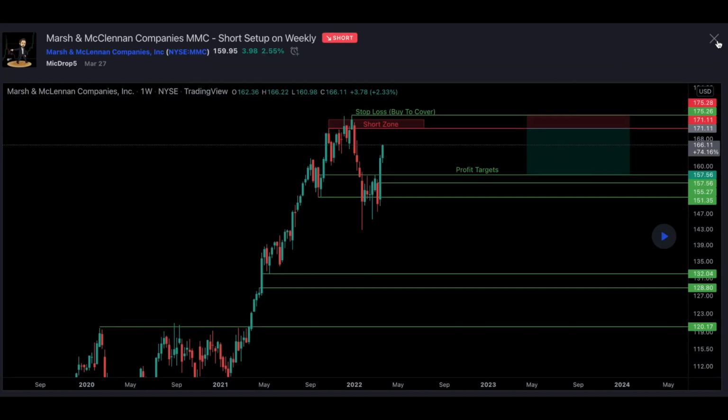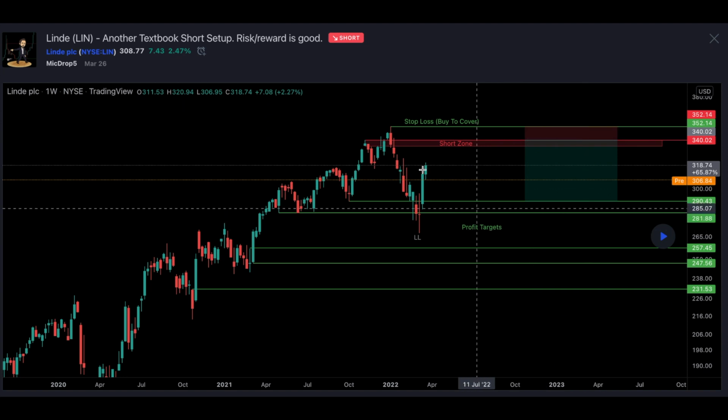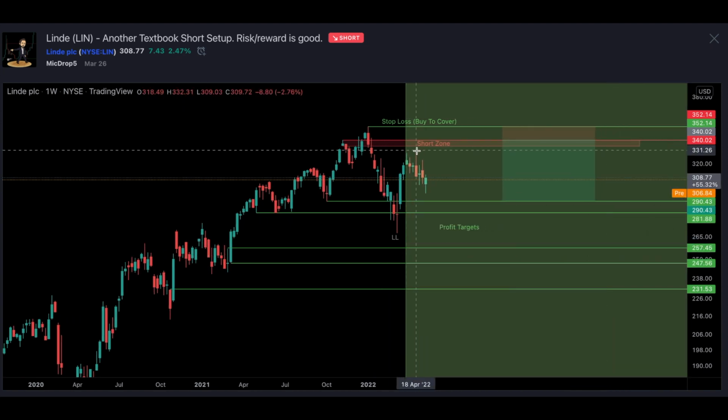Whoops, I just clicked that one. Okay, so this one I got front ran on. It was, yep, didn't quite make it to the zone. Right idea, just didn't get my entry on that.